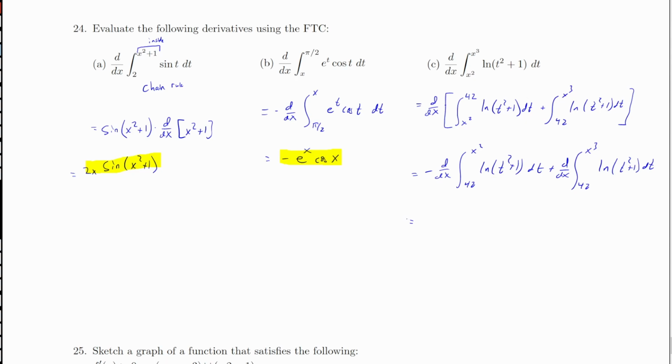All right, and now this is going to be just like part A. I'm going to use the chain rule. My negative is on the outside. The derivative and integral will wipe each other out, but x squared is the inside function. So instead of replacing the t with an x, I replace it with x squared. So I have x squared squared, or x to the fourth, times the derivative of the inside function, which is 2x. Okay, same thing over here. Instead of replacing the t with an x, we replace it with x cubed, and then times the derivative of the inside function, 3x squared.